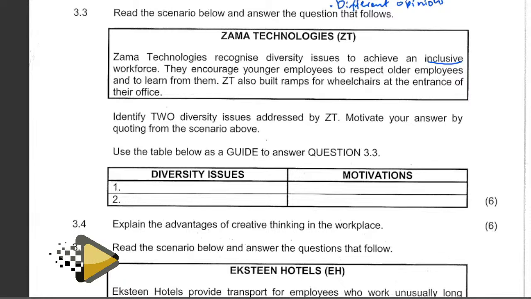So ZT also built ramps for wheelchairs at the entrance of their office. It means that there are people already who are disabled and they are working for this company. And also this company encourages young people to respect old employees. So it means age is also being taken into account. So now, let's check out. This is our sentence 1, and then this is our sentence 2, and then lastly, this is our sentence 3.